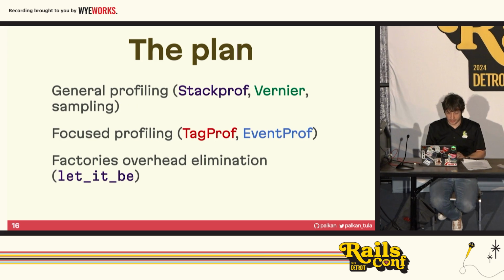Okay, so the plan. The profiling work we're gonna do today can be divided into 3 steps. First is general profiling, as I call it, like profiling tests as any other Ruby program. That's why we're gonna use Vernier and Stackprof. Then we're gonna use TestProf-specific profilers to narrow down the search for bottlenecks. And finally, we're gonna deal with factories. That's going to be the last part. I hope we reach it today.